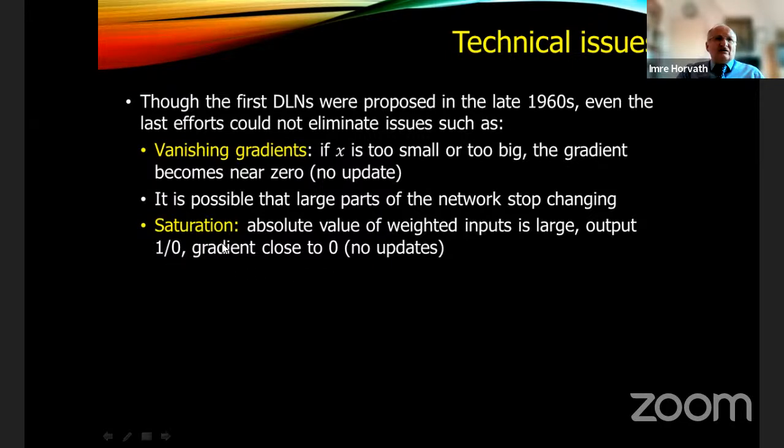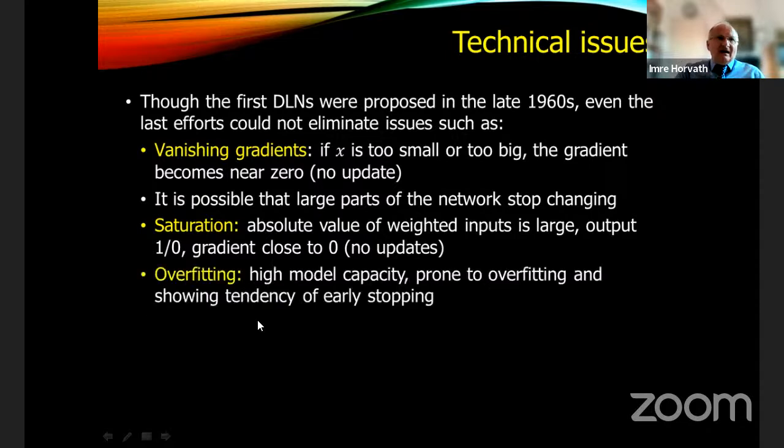Then the saturation issue, which is often mentioned in the literature: the absolute value of the weighted inputs is large, and the gradient goes to 0. In that case, there are no updates, and it means that the learning capabilities of the deep learning network are again limited. Overfitting, earlier we were talking about this concept.